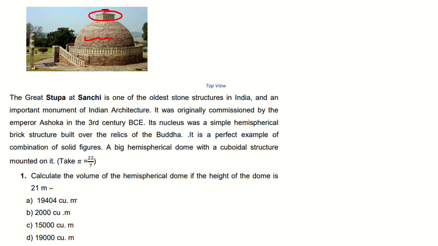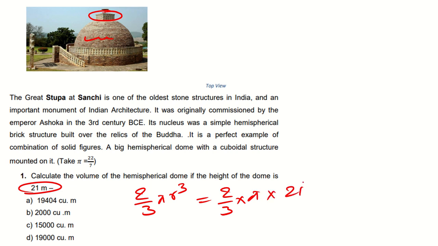Now, calculate the volume of the hemispherical dome if the height of the dome is 21. So this is the radius actually. So 2 over 3 pi r cubed. Just evaluate it and you will get the answer.